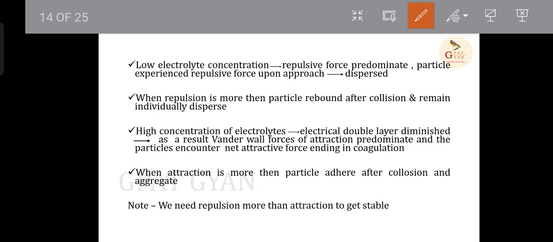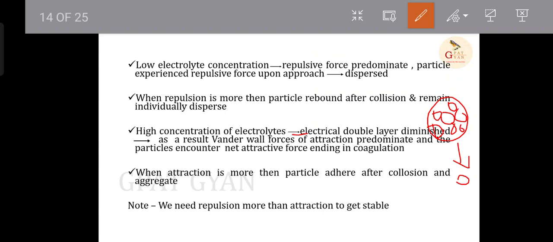And at a high concentration of electrolytes, the case is actually opposite. The electrical double layer is diminished. We have already discussed the electrical double layer concept. If the double layer gets lost, then as a result van der Waals forces will act. If van der Waals forces act between the dispersed phase particles, the attraction force will be predominant, and due to the attraction they will agglomerate or aggregate. Due to the aggregation, coagulation obviously happens, and after that it leads to precipitation also.